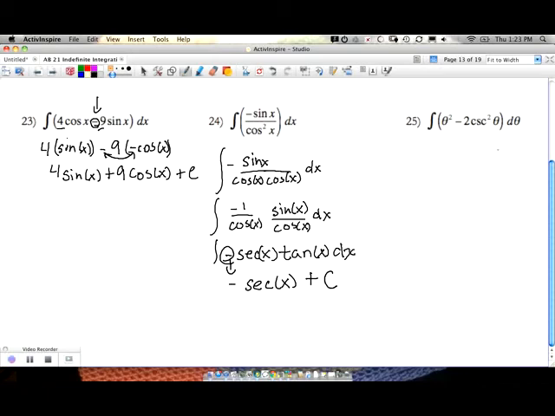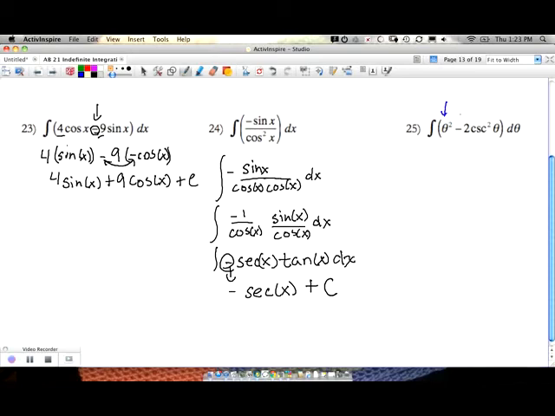Now number 25. 25 is an interesting piece here. A lot of people freak out because they're not used to theta as a variable. So let's calm them down. Let's change that variable, but keep it consistent throughout the same way it's written up here. Let's call it, how about t? So t squared minus 2 cosecant squared, whoops, we want a t, all this times dt. That doesn't look so bad. We've done stuff like that before.